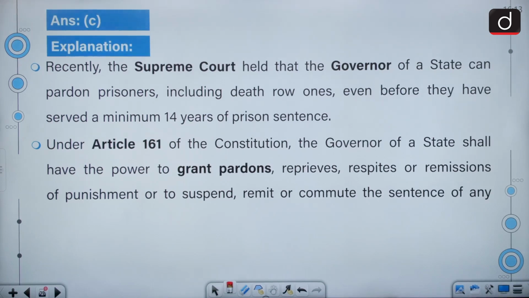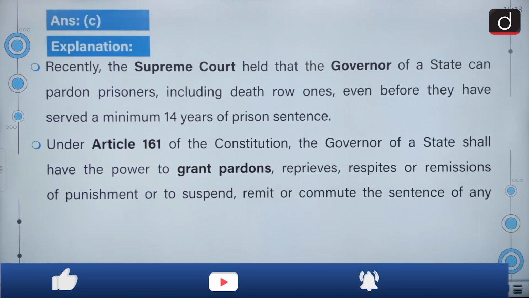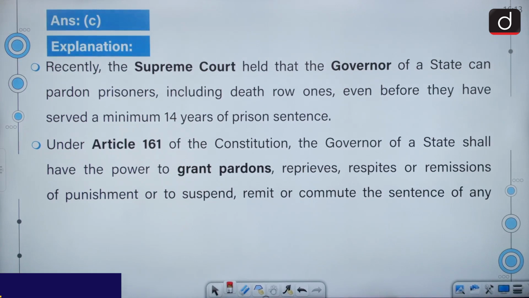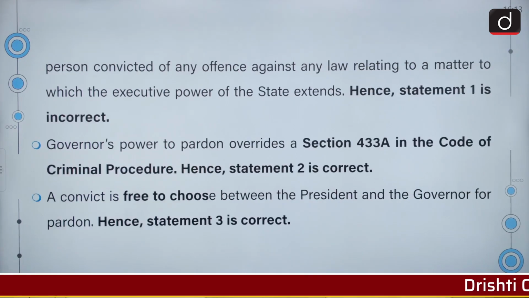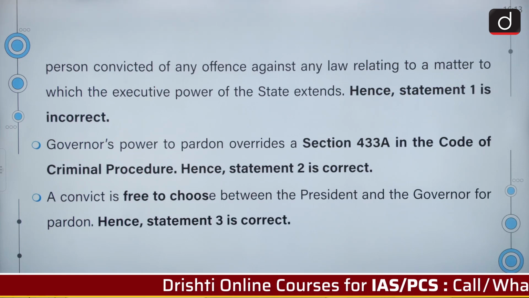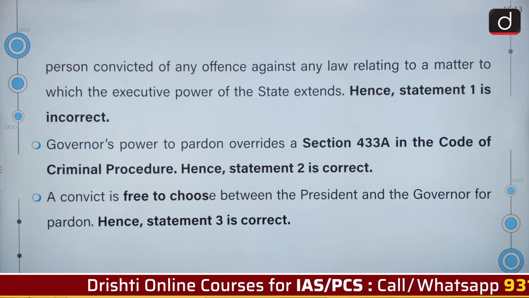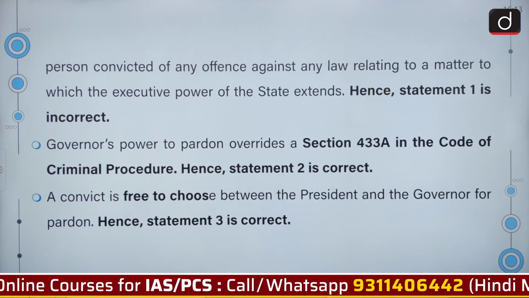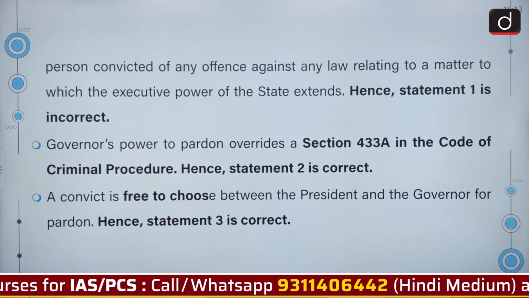Under Article 161 of the Constitution, the governor of the state shall have the power to grant pardons, reprieves, respites, or remissions of punishment, or to suspend, remit, or commute the sentence of a person convicted of any offense against any law relating to a matter to which the executive power of the state extends. Governor's power to pardon overrides section 433A in the Code of Criminal Procedure, and a convict is free to choose between the president and the governor for pardon.